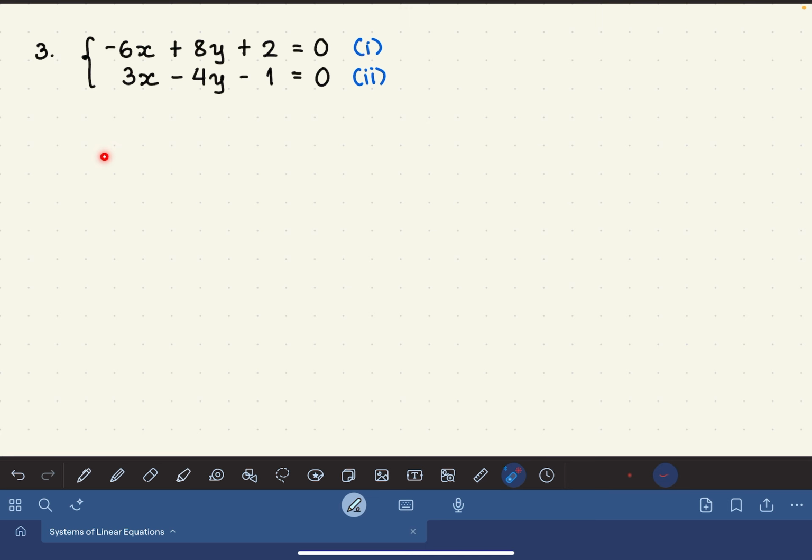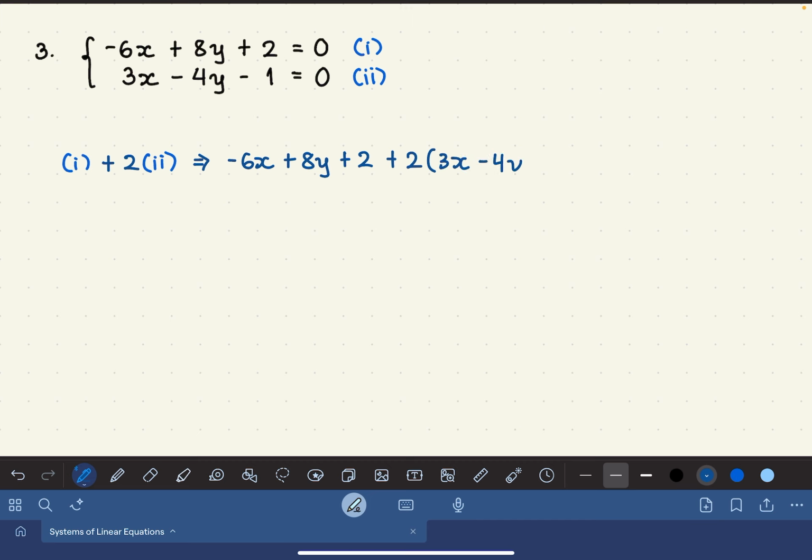What I mean by that is, if we have -6x out here, how would we eliminate it given this? So basically, if we want to eliminate this, clearly what we must multiply is 2. So we will multiply 2 to the second equation in order to eliminate the variable with x. So we will have here the first equation plus 2 times the second equation. Doing that will give us the following. So we'll have here -6x plus 8y plus 2 plus 2 times (3x minus 4y minus 1) equal to 0.